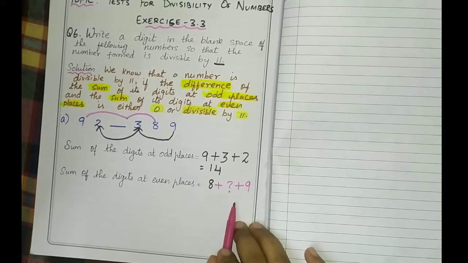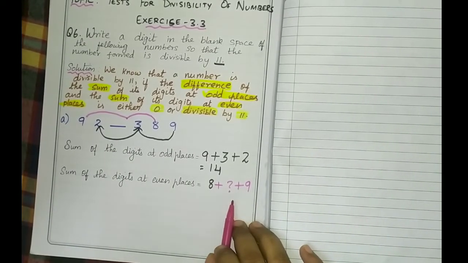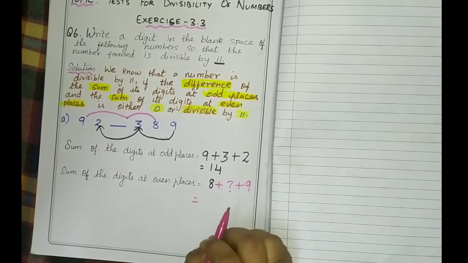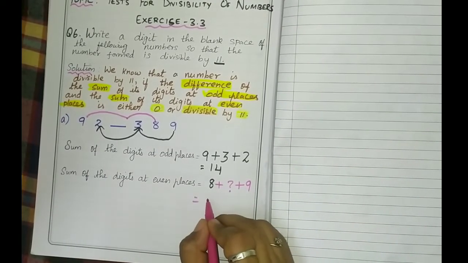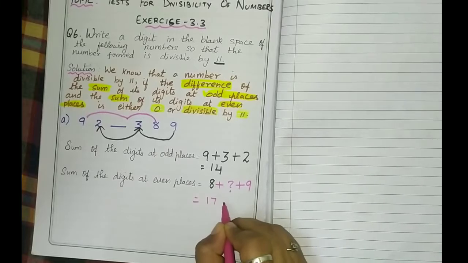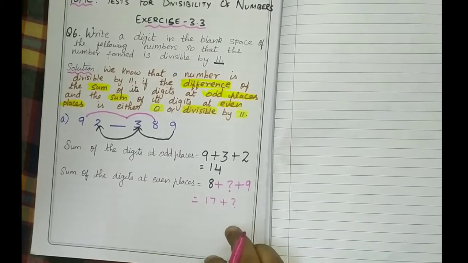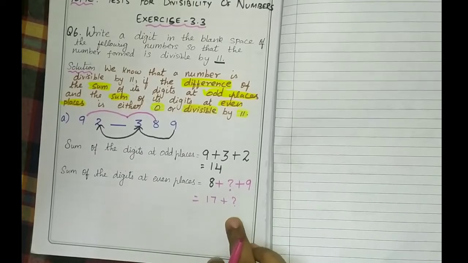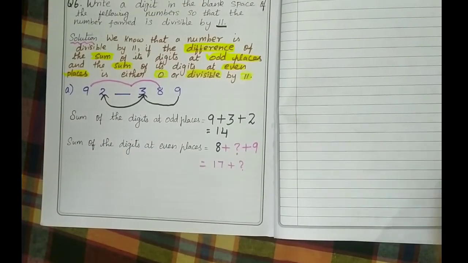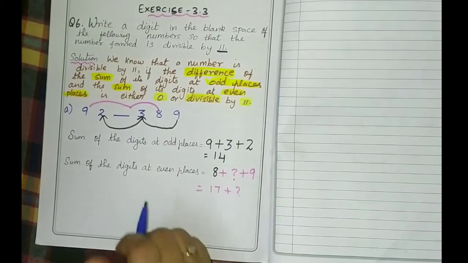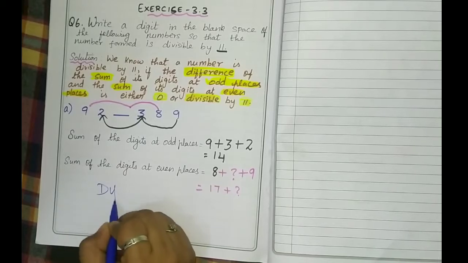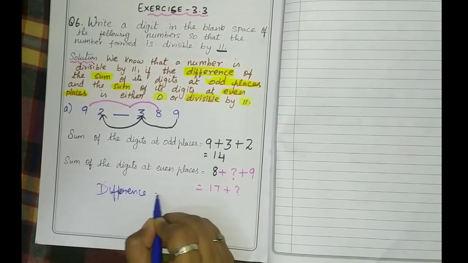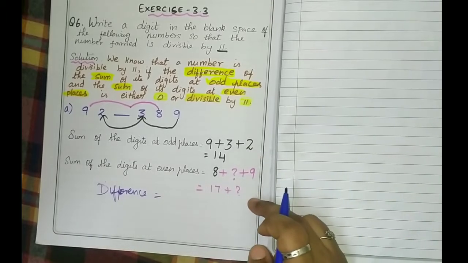The blank space, I have written as a question mark. What is the sum of 8 plus 9? 8 plus 8 is 16, 16 plus 1 is 17, plus question mark. I have written the required digit in the form of a question mark. Now the next step is to find the difference. So 17 plus some number.